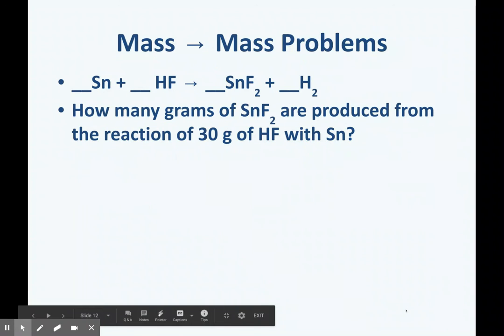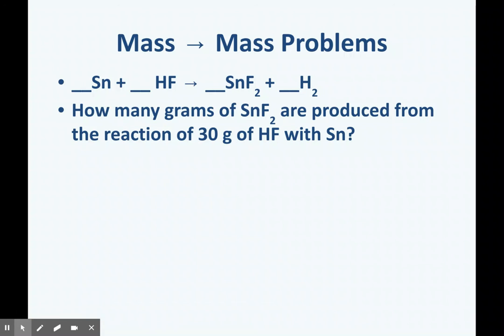Now we're going to look at mass to mass problems. So these are going to be 3-step, where we've done 1 and 2-step. Now we'll do 3. So again, we need to balance our equation. We need a 1 here, a 2, and then the rest are 1s. So this says how many grams of SnF2 are produced from the reaction of 30 grams of HF with Sn. So we're starting out with 30 grams of HF. And we're looking for grams of SnF2. So this one and this one.